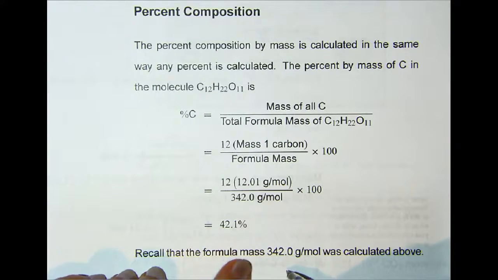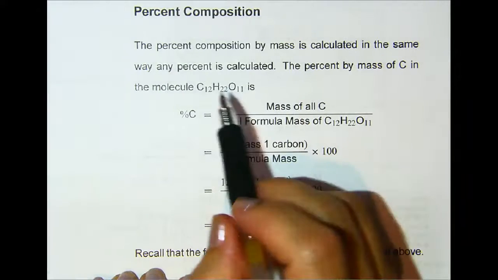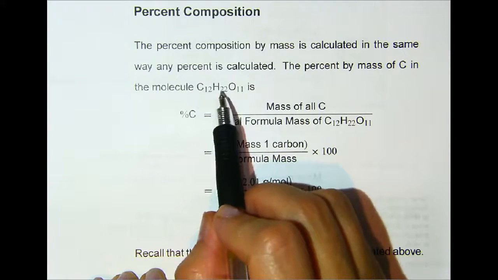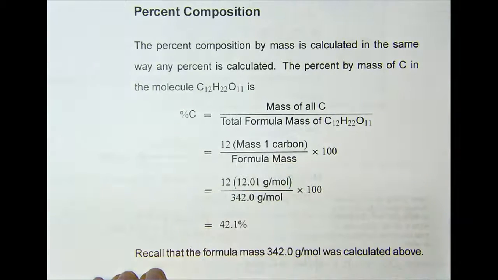Recall that the formula mass, 342 grams per mole, was calculated above. Also, keep in mind that when you add together the percentages of carbon, hydrogen, and oxygen in this molecule, it should add up to a total of 100%.